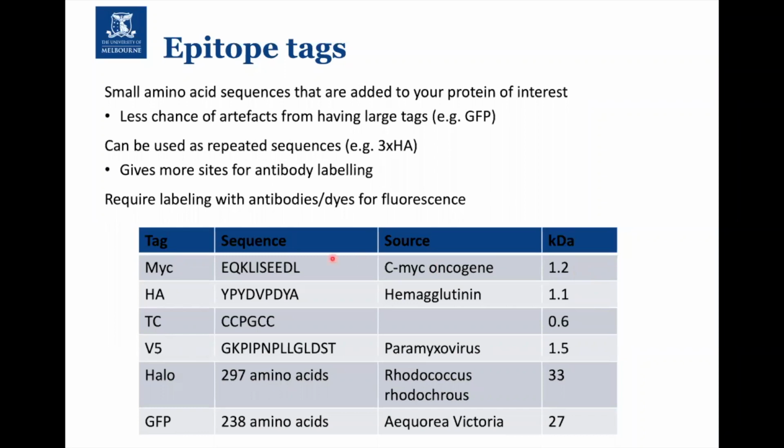The downside with the epitope tags is they require labeling afterwards with either an antibody or a dye to actually create the fluorescence. They don't have inherent fluorescence themselves.